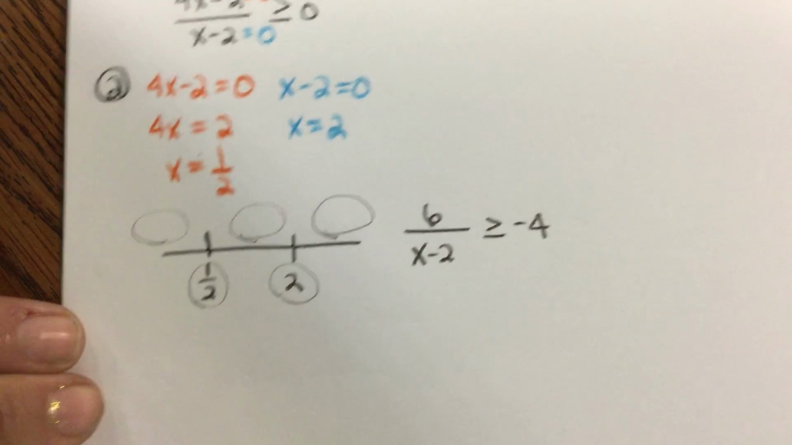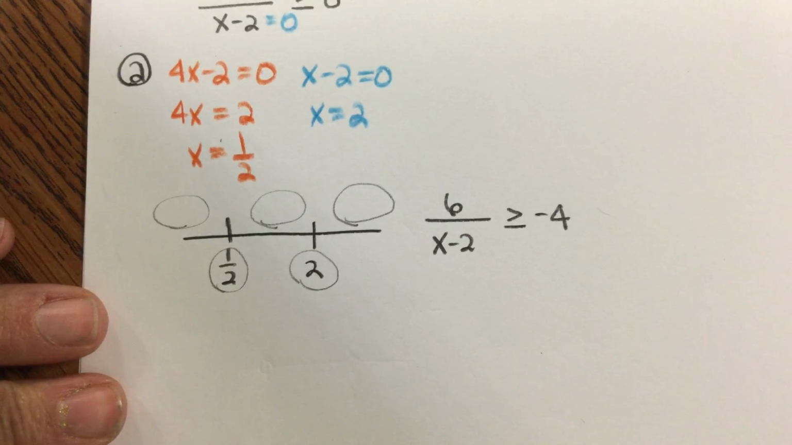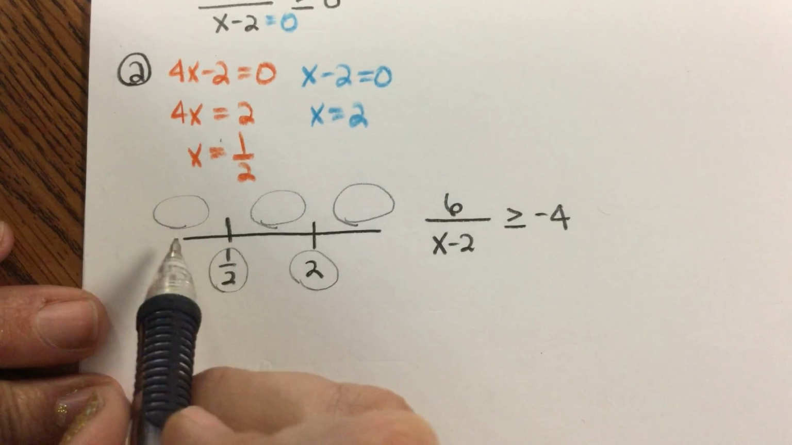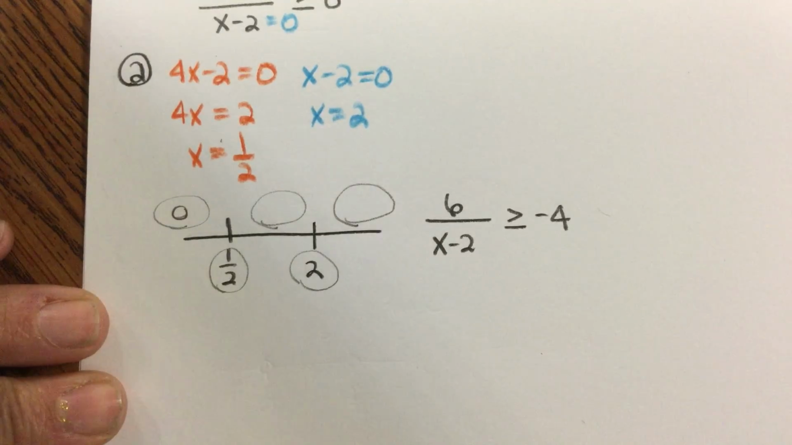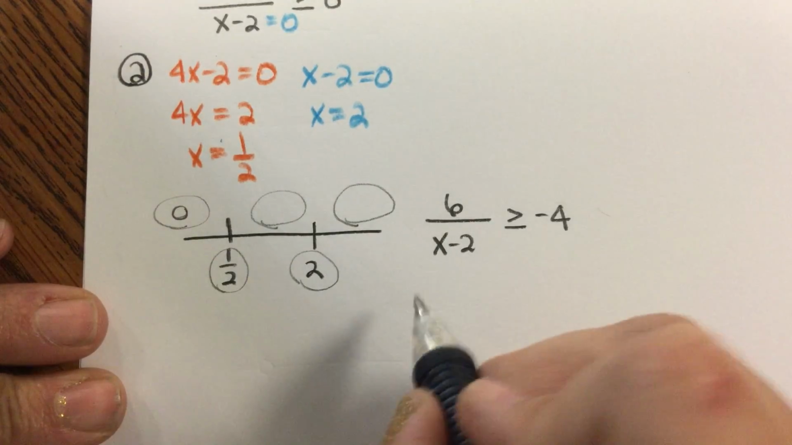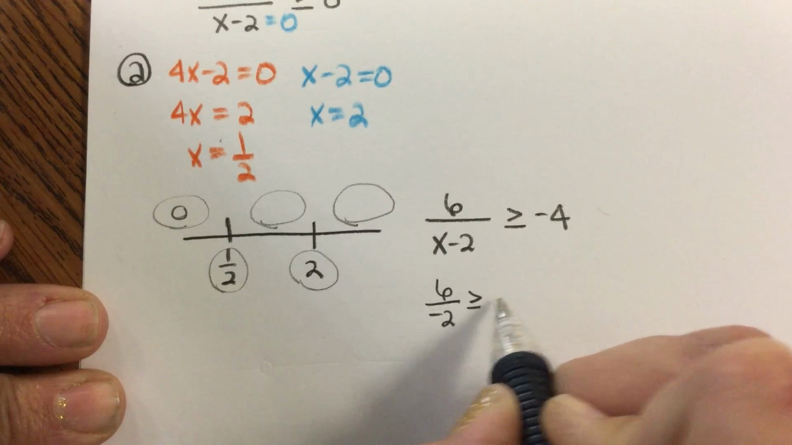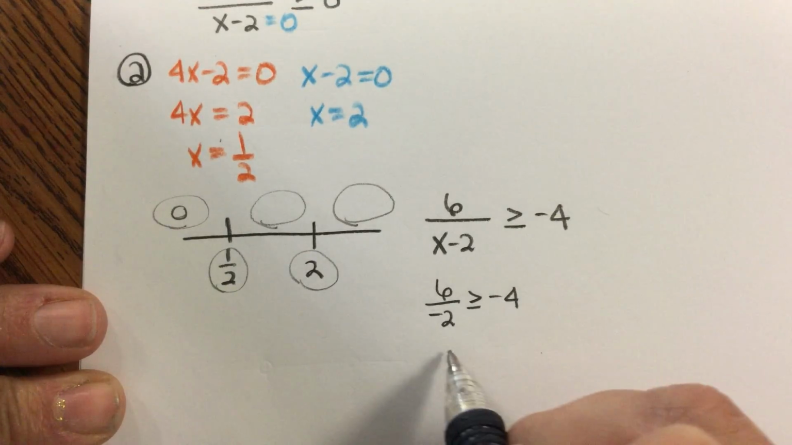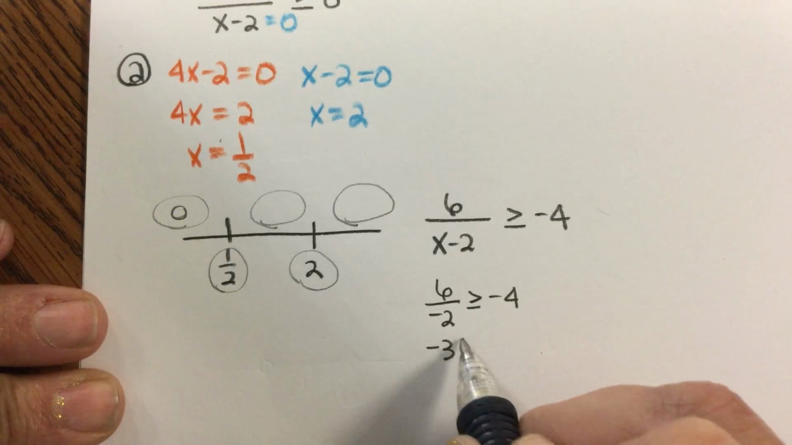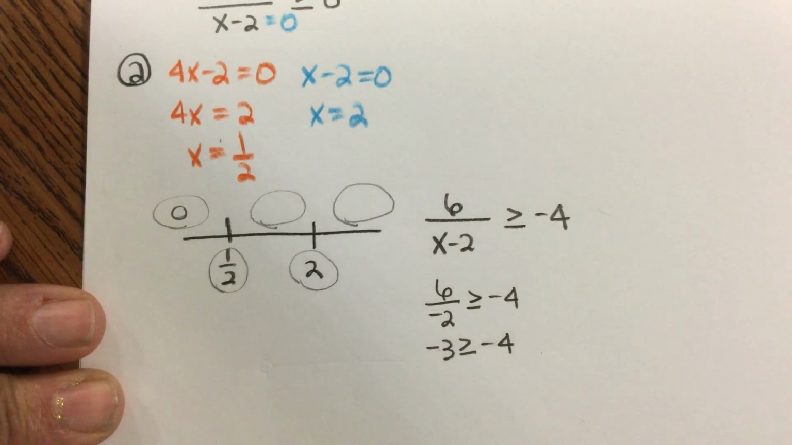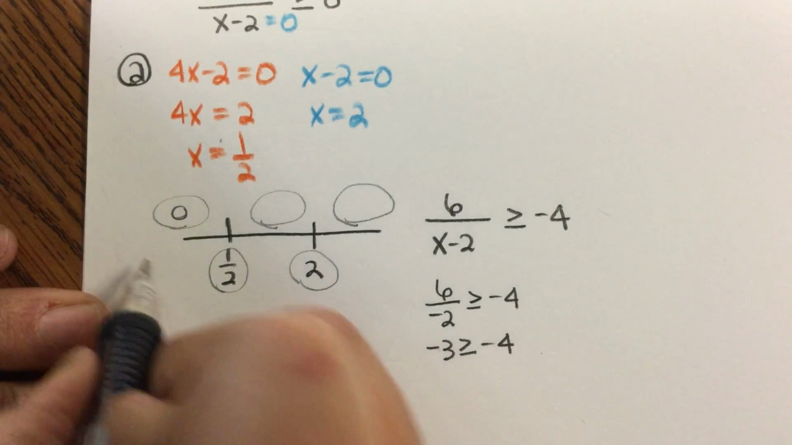And what we're looking at is whether each gives a true statement. So I'm going to pick 0. That would be to the left of 1/2. So 6 over -2 has to be greater than or equal to -4. And that turns into -3 greater than or equal to -4. Is that a true statement? Yes, it is.